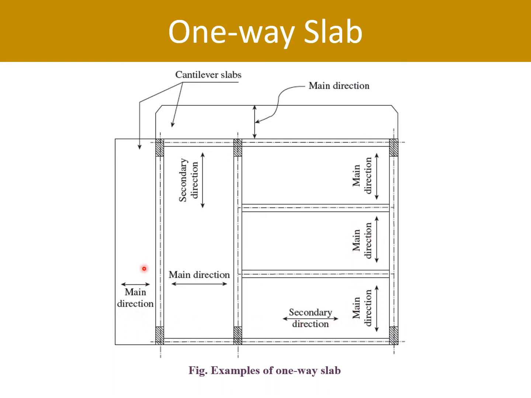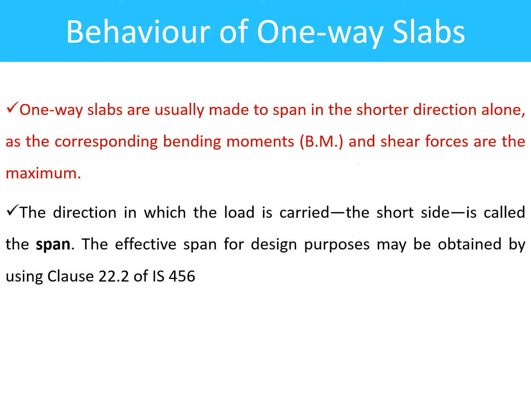When we compare this slab and this slab, this is a cantilever slab, which has no support at the other end. It has the ability to bend, so this is the direction of main reinforcement and this is the direction of secondary reinforcement. Shorter span, main reinforcement. Longer span will be the secondary reinforcement.